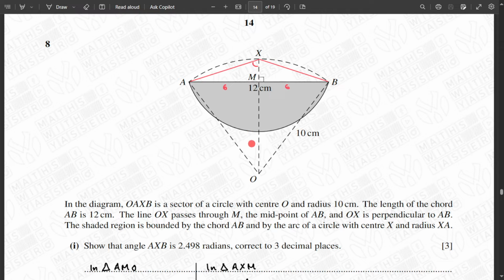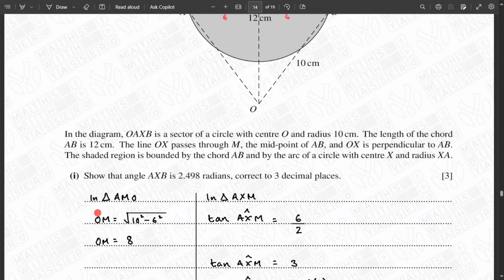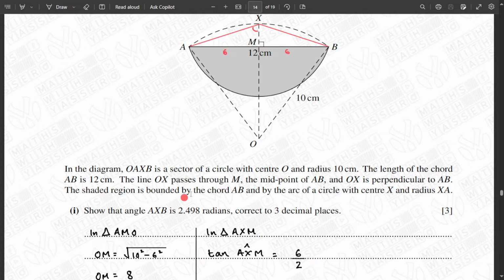So in order to solve this, what we can do first is, in triangle AMO, this length OM should be equal to the square root of 10 squared minus 6 squared, because AMO is a right angle triangle, and OA is also 10. And since AB is 12, that means this is 6 because M is at the midpoint. So that will give us OM is 8 centimeters.